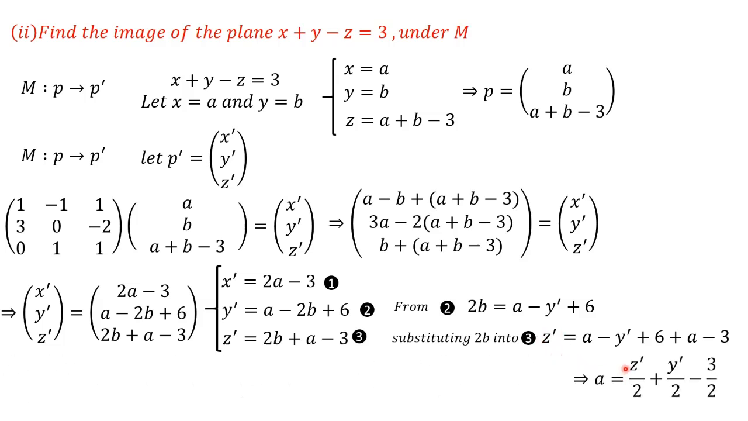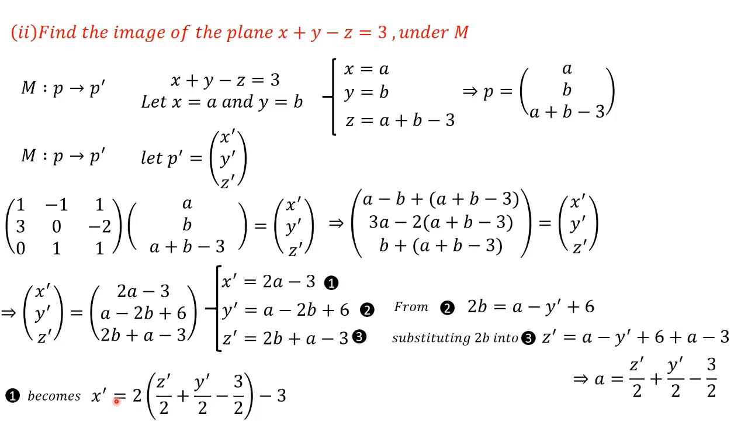Why are we doing this? We are doing this because we have z prime in terms of y prime and A, and in equation 1 we have x prime which is only in terms of A. So we can make A the subject in terms of z prime and y prime and substitute it inside equation 1, which is in terms of x prime and A. Doing that, we are going to get a relation between x prime, y prime, and z prime, which we are looking for.